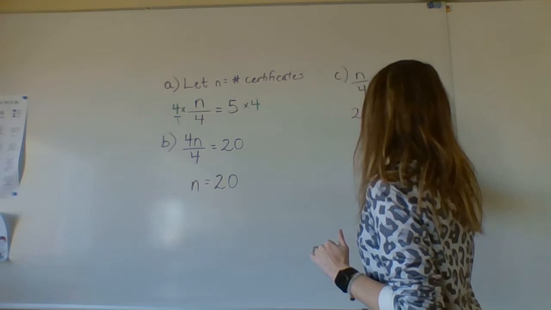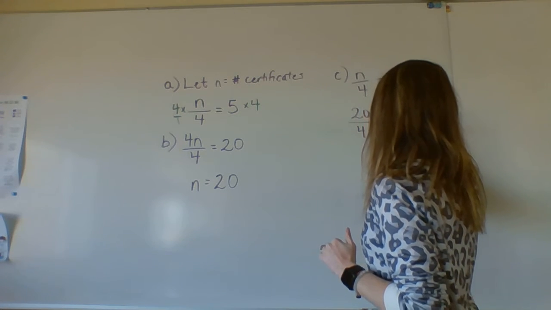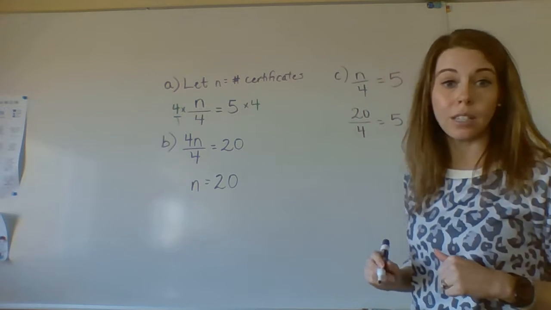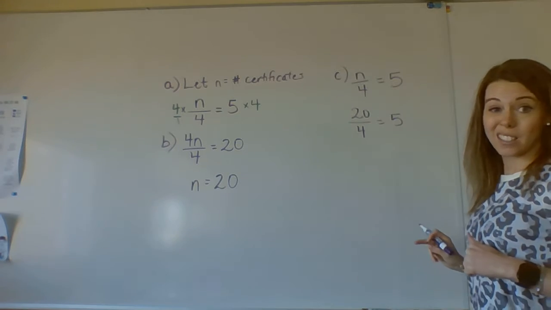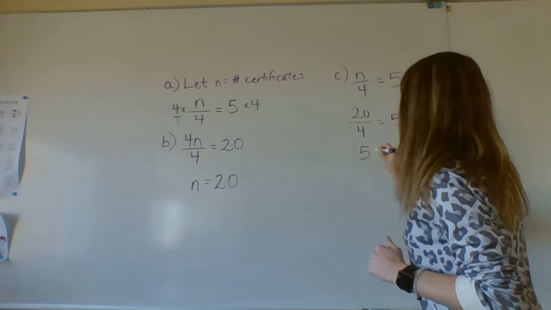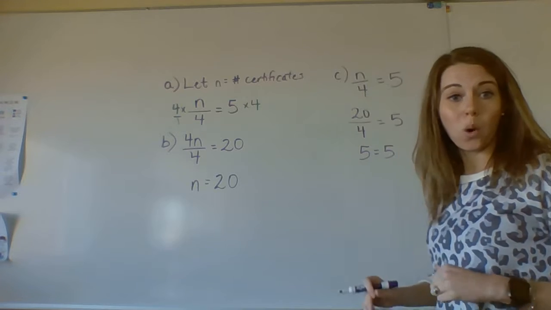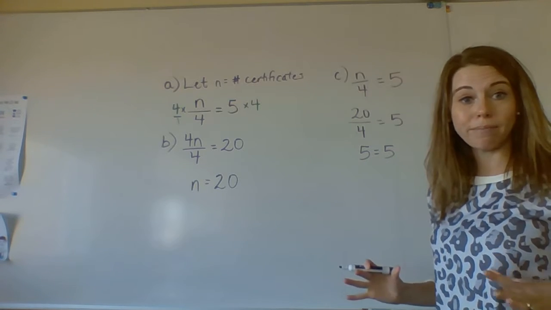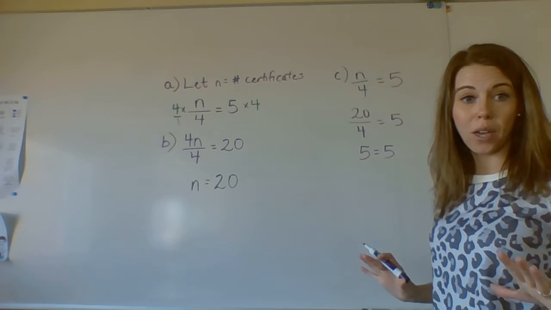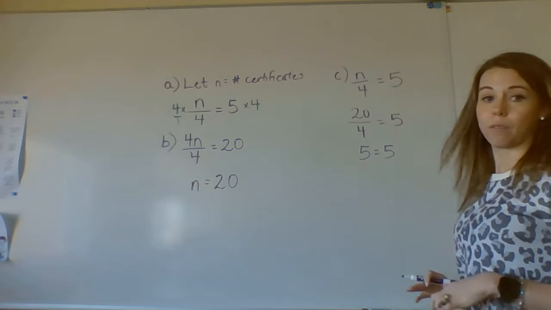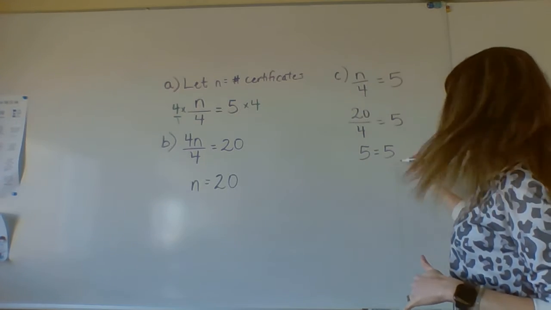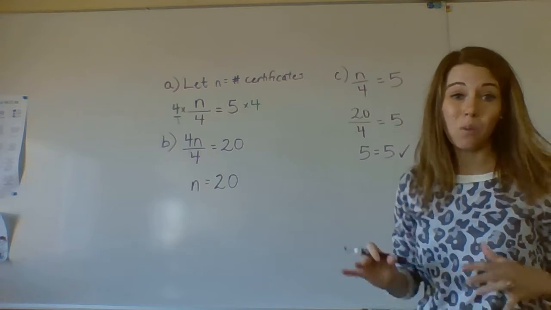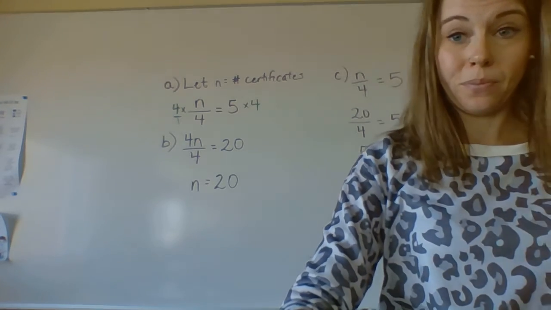So 20 divided by 4 equals 5. 20 divided by 4 is definitely 5. Remember, if you need to use a calculator or a times table, please grab it. 100% is a-okay by me. 5 is equal to 5. That makes good logical sense. So we are going to give that a check mark and say we have the correct answer.